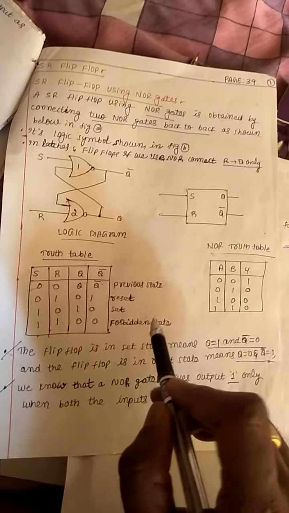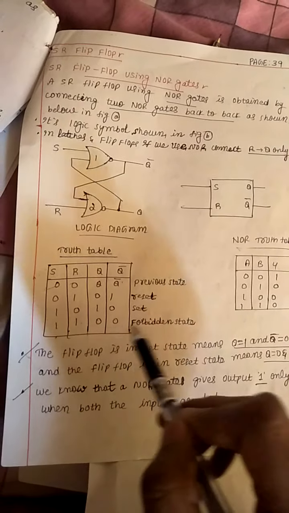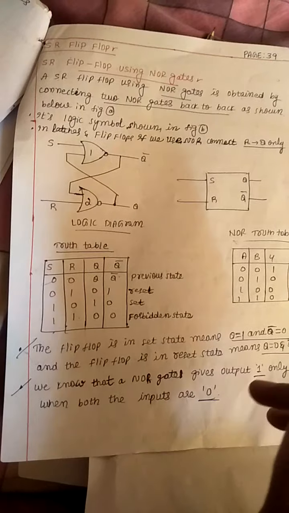So finally I can conclude that this is the truth table for the SR flip-flop. If you have any doubt, you can call it.